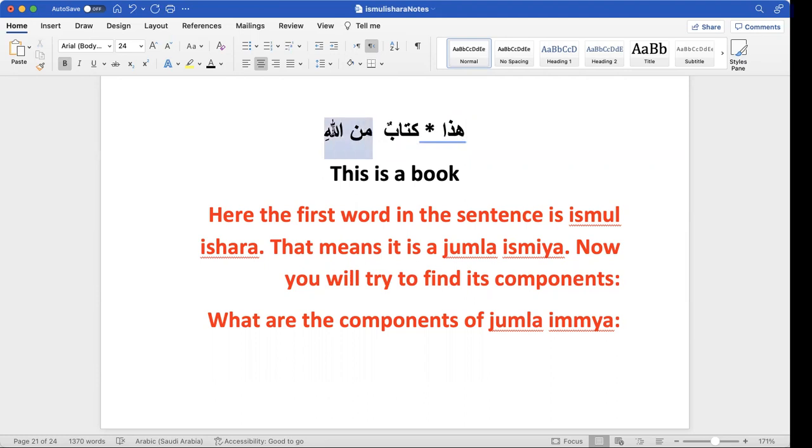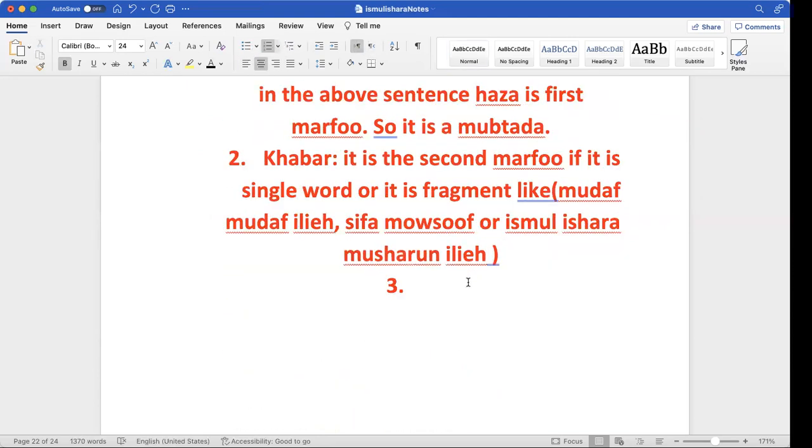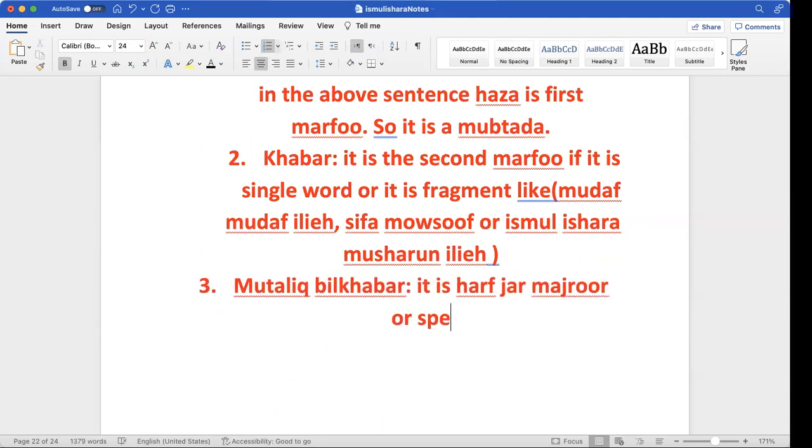Now you have harf jar and majroor, which we did not label. So there's a third component which is called mutalik bil khabar. I'll write in English only. What is mutalik bil khabar? It is harf jar majroor, or special mudaf and mudaf ilayh.